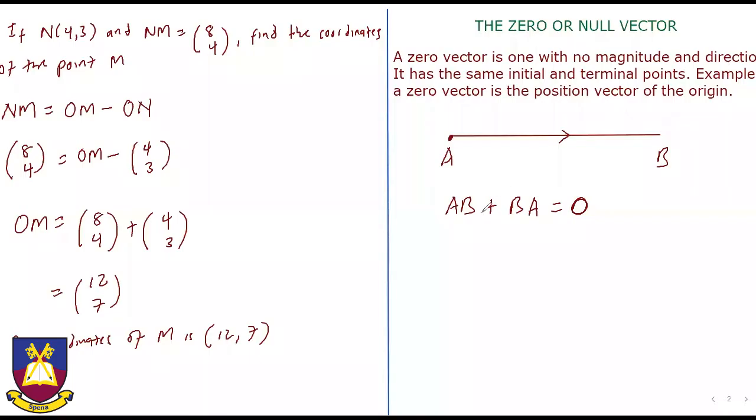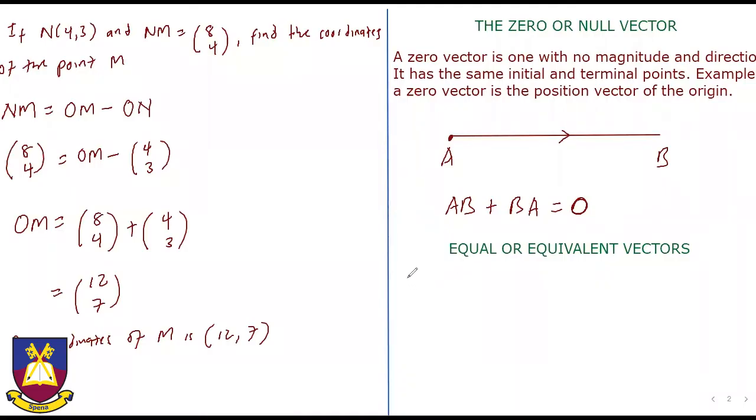So in summary, a zero or null vector is that vector which has the same initial and final points. In other words, there is no movement anywhere. That vector is said to be a zero vector. Let's now look at equal or equivalent vectors.